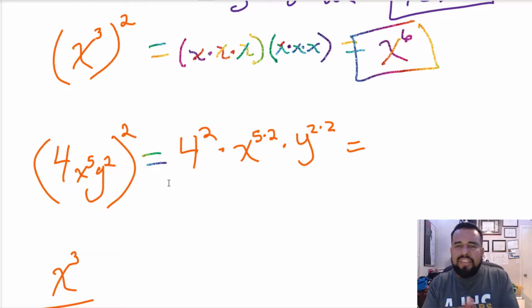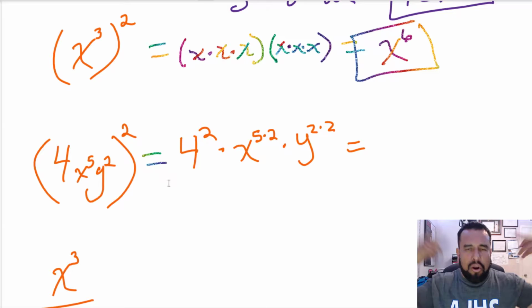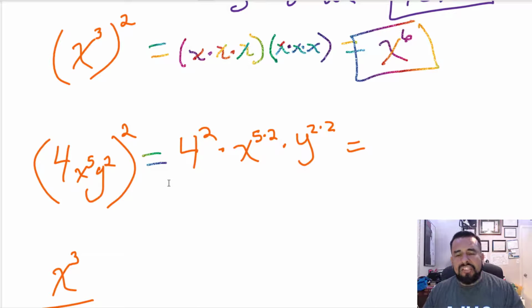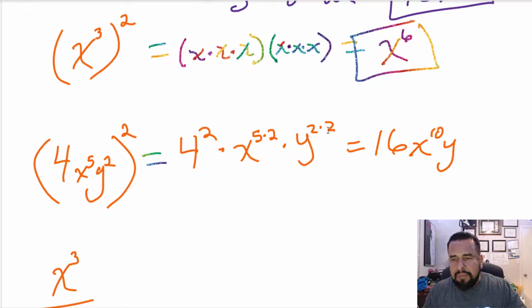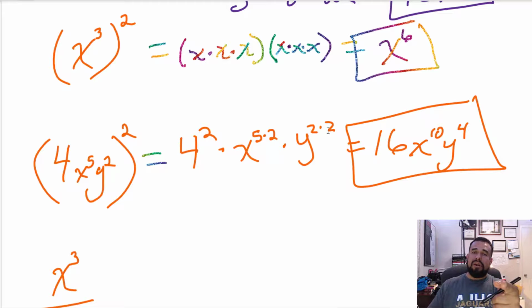Once you understand that, you don't have to expand it this way, though I highly recommend you expand it like this until you fully get a grasp on this. So what does this really mean? Let's take a look. 4 to the second power, that's just 4 times 4, which is 16. Then 5 times 2, which is 10, so that's x to the power of 10. And then we have y, which is 2 times 2 to the power of 4. And that, ladies and gentlemen, is how we would solve that.